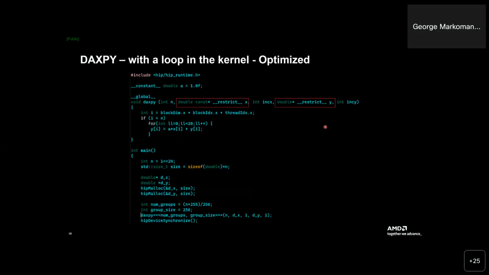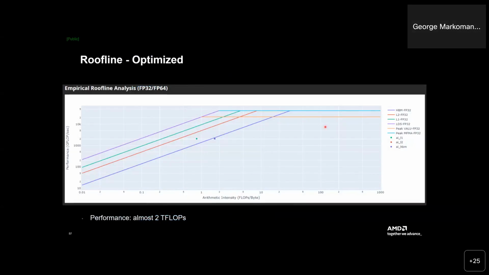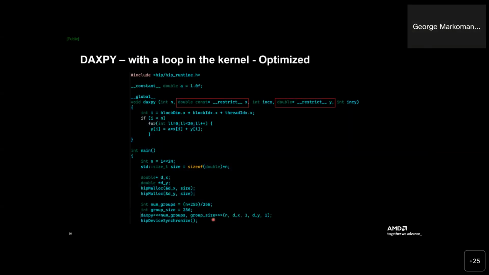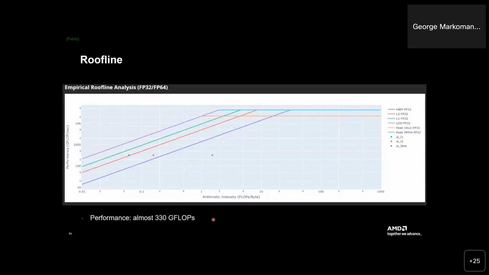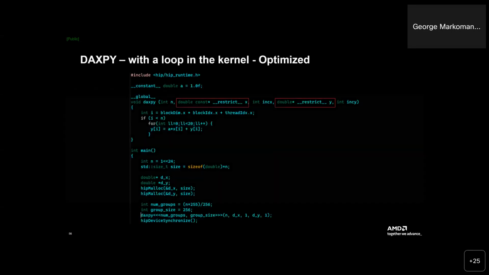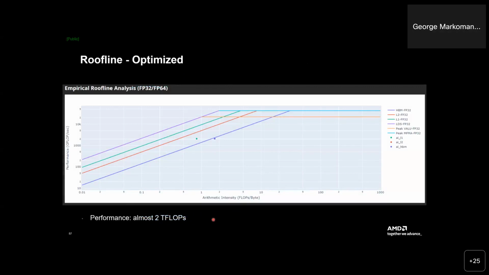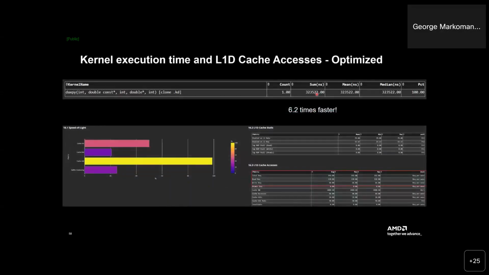So by doing this, and then plotting the roofline, we have this. The performance is almost 2 teraflops. So from 330 gigaflops, we go to 2 teraflops only from these small changes. And if we look at the time now, it is 6.2 times faster.